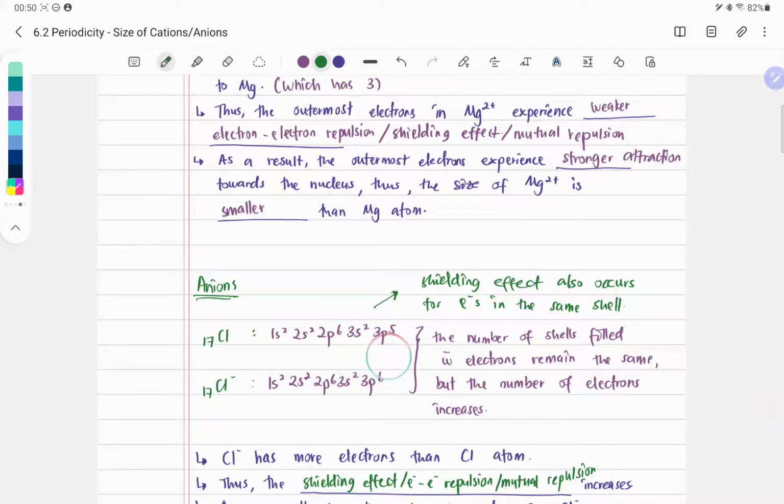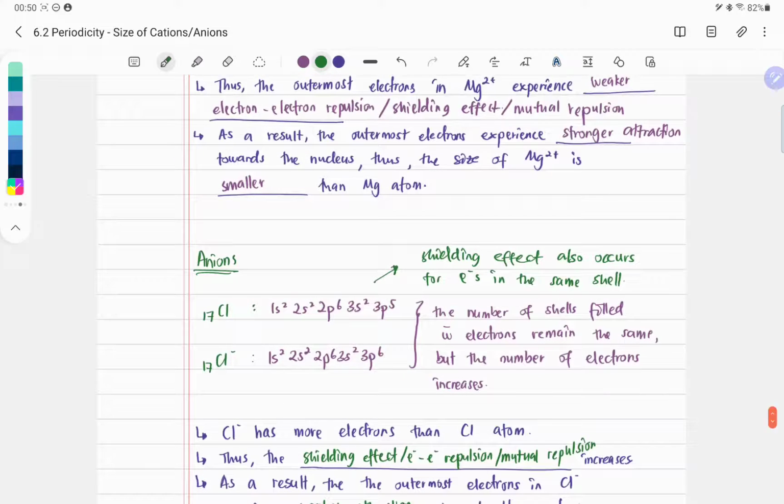So that's pretty much it for the comparison between cations and its neutral atom and anions and its neutral atom. So I hope you understand this video. So again, if you have any question regarding this, please feel free to ask me, and you know where to find me. Thank you very much.